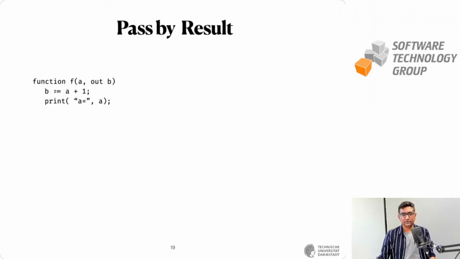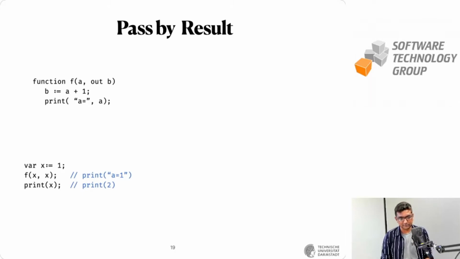Now let's look at another way parameters can be passed. This is pass by result. You can think of pass by result as the opposite of pass by value. Essentially, with pass by value, the value of a variable from the caller is assigned to the formal parameters, and then the computation happens.